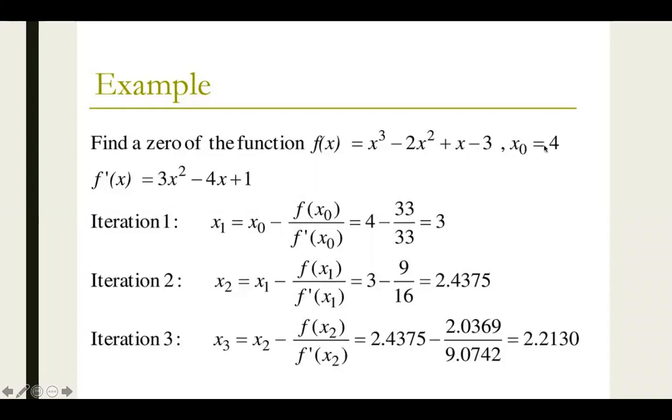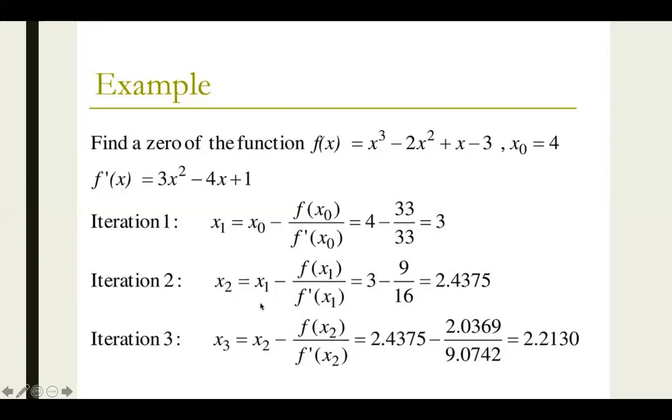So we are just putting the value of x naught in f of x and f dash of x. Here x naught we have 4. So 4 minus 33, and we get f dash of x also equal to 33. So 4 minus 33 upon 33, 33 cancels, it will be 1, 4 minus 1 will be 3, right? So the next iteration root we have got is x1.